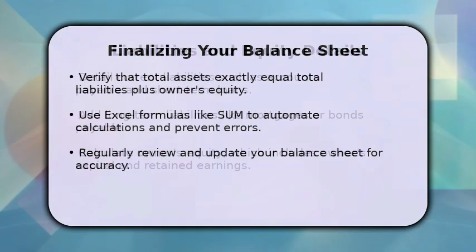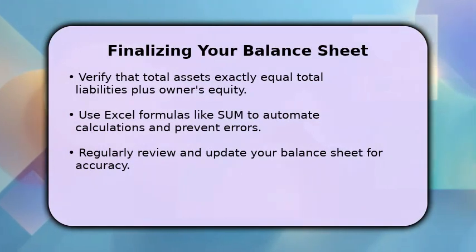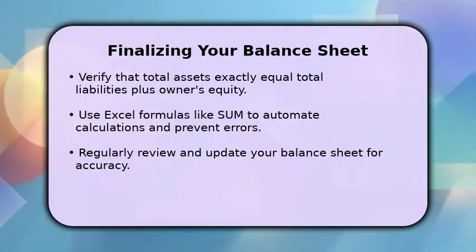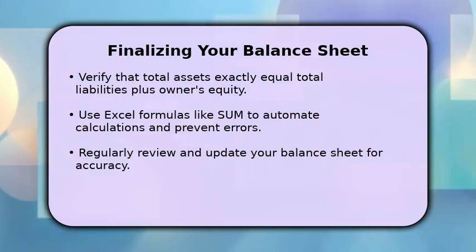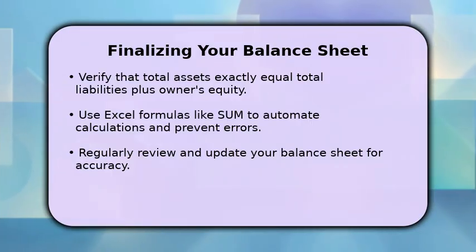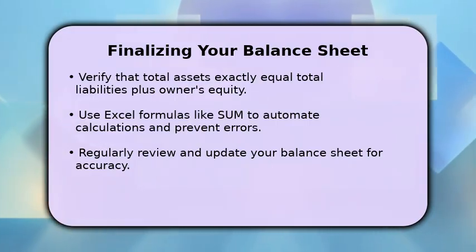equation. To finalize your balance sheet, the most critical step is ensuring it balances. Your total assets must exactly equal the sum of your total liabilities and owner's equity. Utilize Excel's SUM function to automatically calculate totals, minimizing manual errors. Regularly review and update this document to reflect current financial positions. A perfectly balanced sheet confirms the accuracy of your financial records, providing a clear picture of your company's financial health.